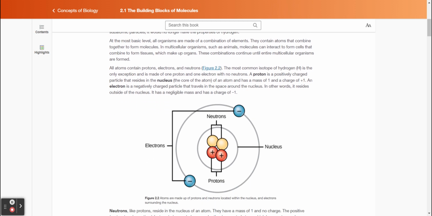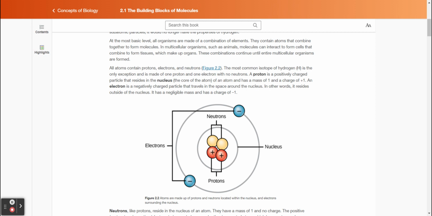At the most basic level, all organisms are made of a combination of elements. They contain atoms that combine together to form molecules. In multicellular organisms, such as animals, molecules can interact to form cells that combine to form tissues which make up organs. These combinations continue until entire multicellular organisms are formed.